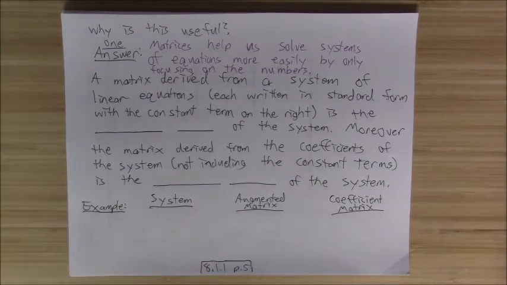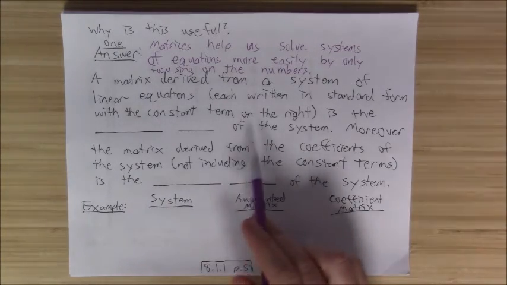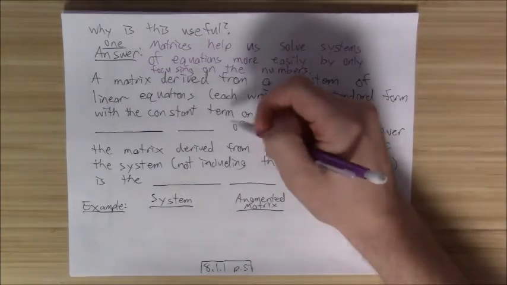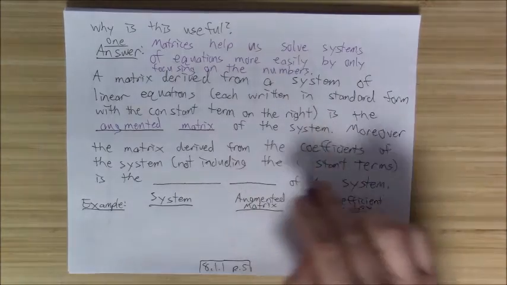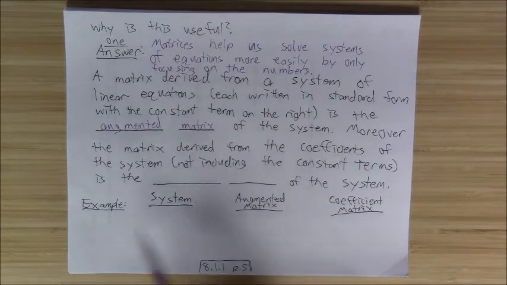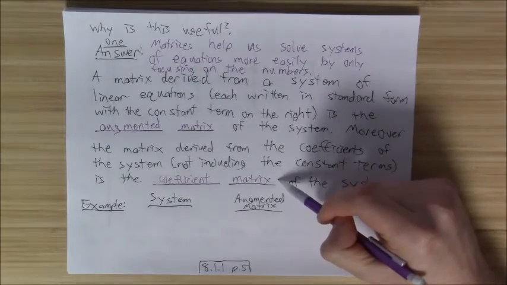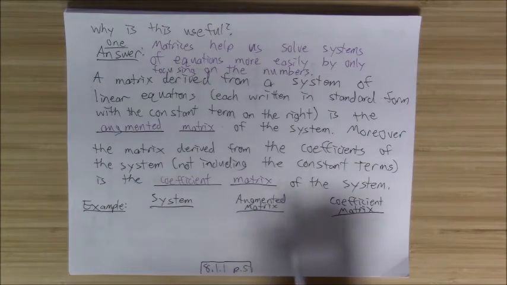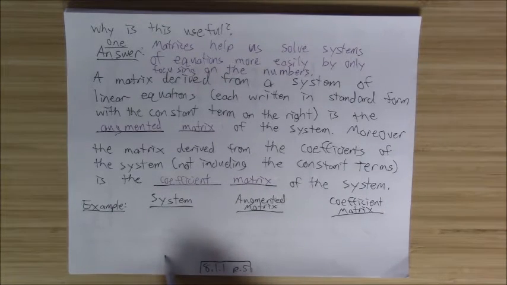So we need a bit more terminology to do this. A matrix derived from a system of linear equations, each written in standard form with the constant term on the right, we'll go through an example in a moment to see what that means, is the augmented matrix of the system. Moreover, the matrix derived from the coefficients of the system, not including the constant terms, is the coefficient matrix of the system. All right? As an example of this, consider the following system of equations.